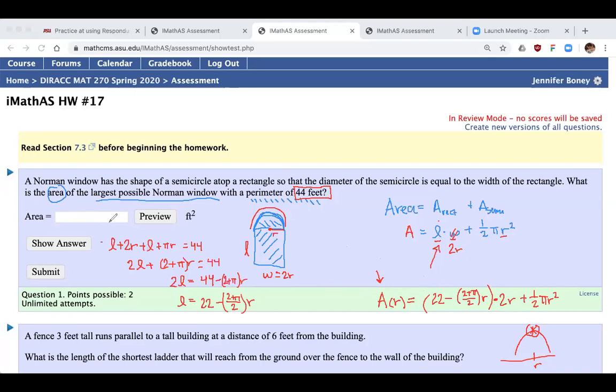But just make sure when you are doing optimization questions, so that you don't mess up at the very end, make sure you answer what was asked. Like if it said, what's the radius of the circular part that makes the largest possible Norman window? You put the radius here. It says, what's the area, the largest possible area for a Norman window of this structure? You put the area there, and so forth.